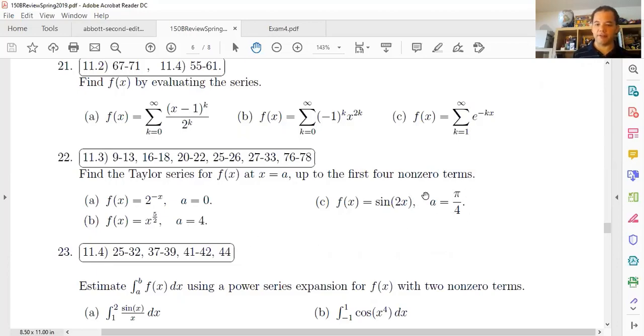This one, the center is pi over 4. For B, the center is 4. And for A, it's not a function that we know for the known Taylor series, all right? But other than that, you do them the same way. So let's pick one here. Maybe let's try C.